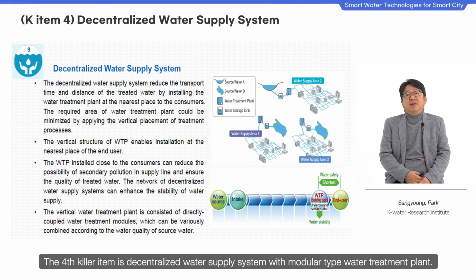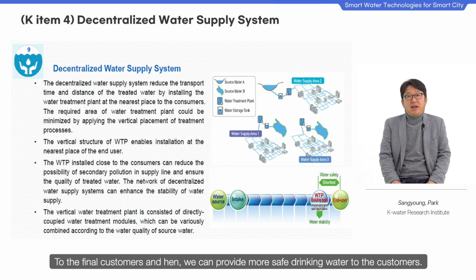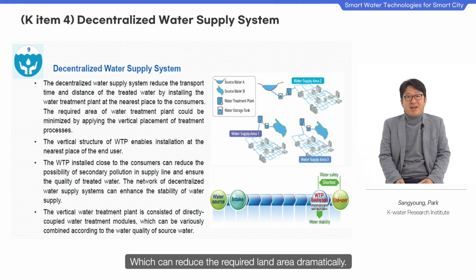Okay, the next killer item is the decentralized water supply system with modular type water treatment plant. The decentralized water supply system reduces the transportation time to the final customers, and hence we can provide safer drinking water to the customers. It is also coupled with a modular type water treatment plant, which can reduce the required land area dramatically.